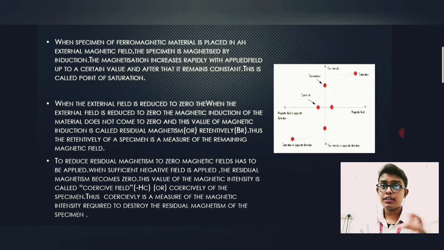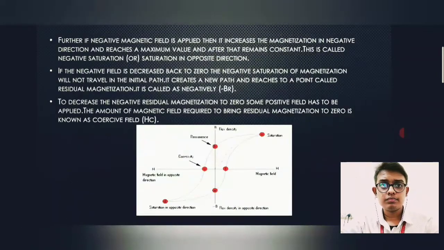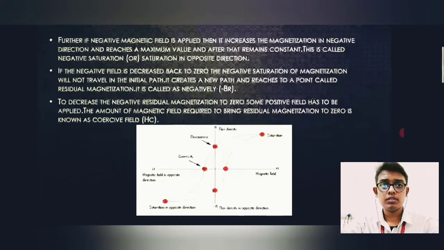To reduce the residual magnetism to 0, a negative field has to be applied. When a sufficient negative field is applied, the residual magnetism becomes 0. This value of magnetic intensity is called the coercive field, which is indicated by C in the given figure. Further, if the negative field is increased, the magnetization increases in the negative direction and reaches a certain value, which is called saturation in the opposite direction.